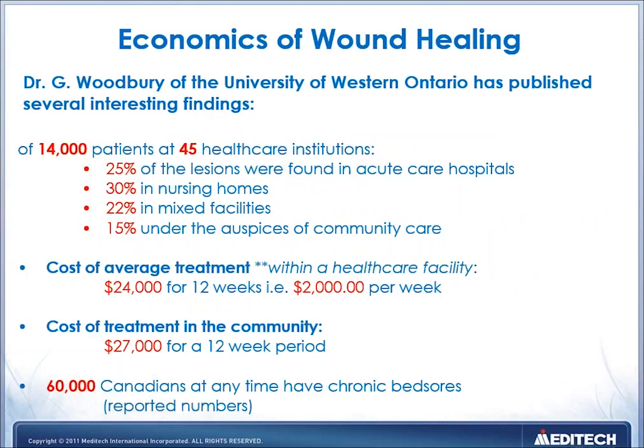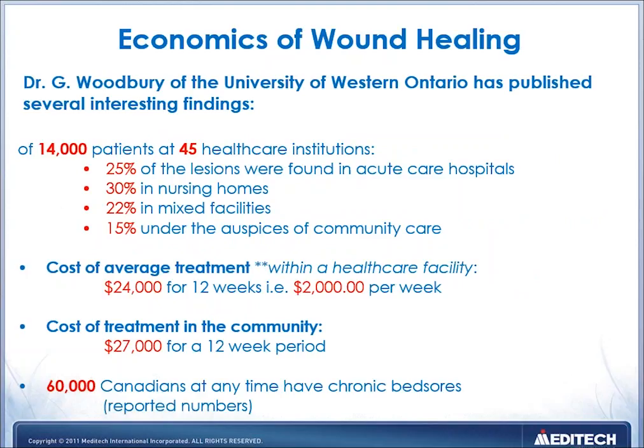The economic impact of wound healing. This is a study that was done by Dr. Woodbury at the University of Western Ontario Medical School, with a few interesting findings. The breakdown is as follows: 25% of lesions were found in acute care hospitals, 30% in nursing homes, 22% in mixed facilities, and 15% under the auspices of community care.